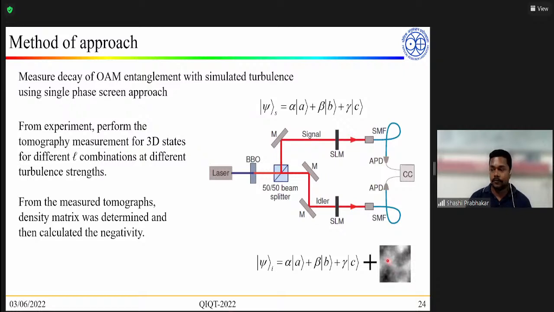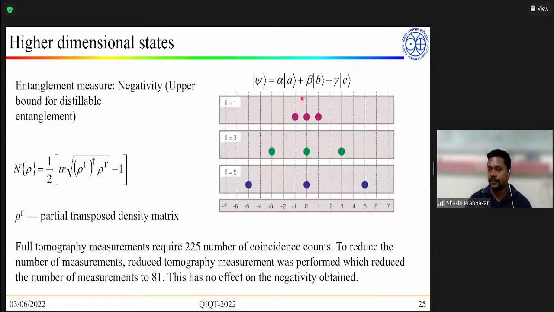Then we needed to find out what should be the measure of entanglement, and we used the negativity instead of concurrence. For qutrits we use negativity, and we use a qutrit state something like this. The 3 modes we need here, we took l equal to 1, 0, -1, or -2, 0, 2, or -3, 0, 3. This is the way we took the qutrit state.